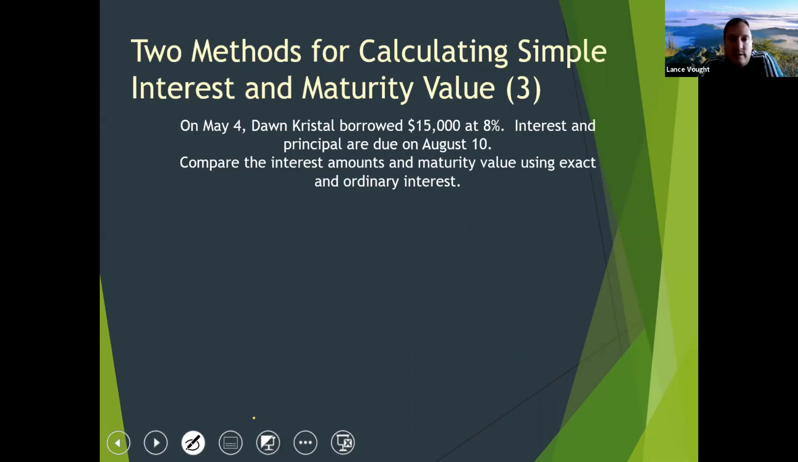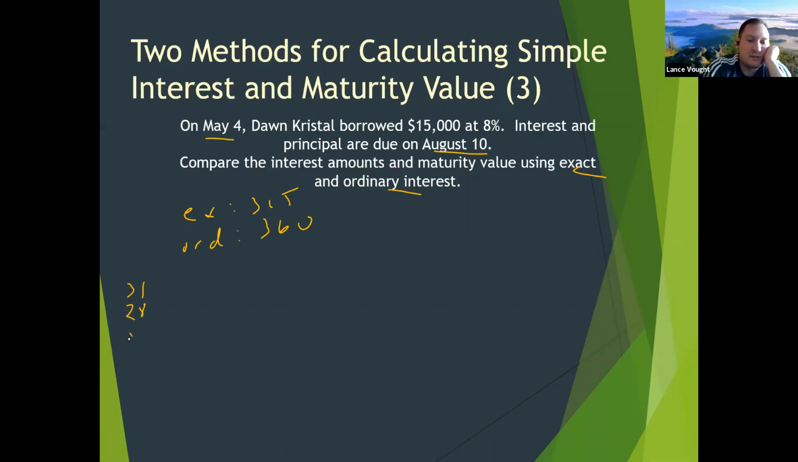So this one is saying that Dawn Crystal borrowed $15,000 at 8%. Interest and principal are due on August 10th. Now we can calculate these using both of these methods. So remember, exact is going to be 365. Ordinary is 360. And what we have to do is compare the amount of time that has elapsed. So if we do 31, 28, 30, whoops, 31, 30, 31, then we know that May 4th is on day 94. 31, 28 is 59. Actually, it's more than that.